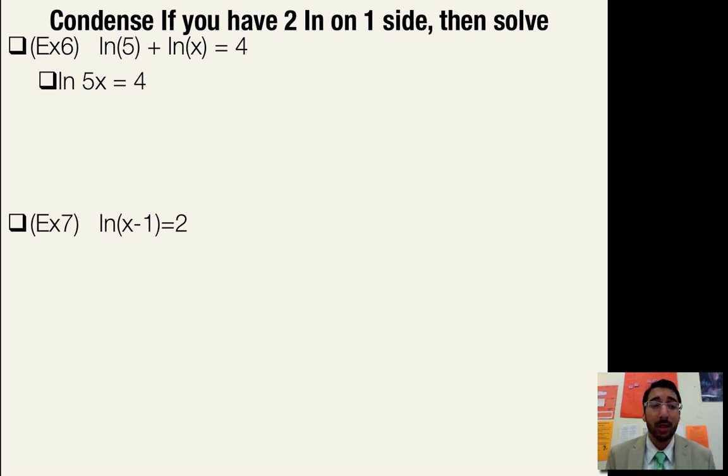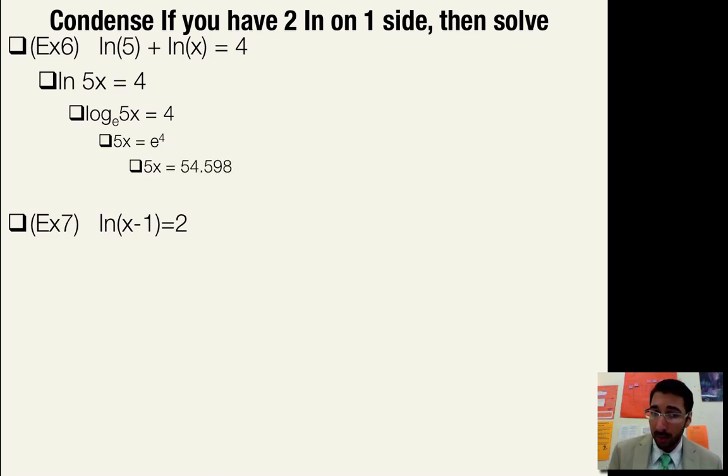I know that ln is just another way of writing log base e. So I have a variable over there. I've got to solve for my variable. Bring that e over. I'm going to get 5x equals e to the 4th. And all I did here, guys, was I converted the log to an exponential. And then e to the 4th is 54.598. Divide both sides by 5, and you get x equals 10.492.